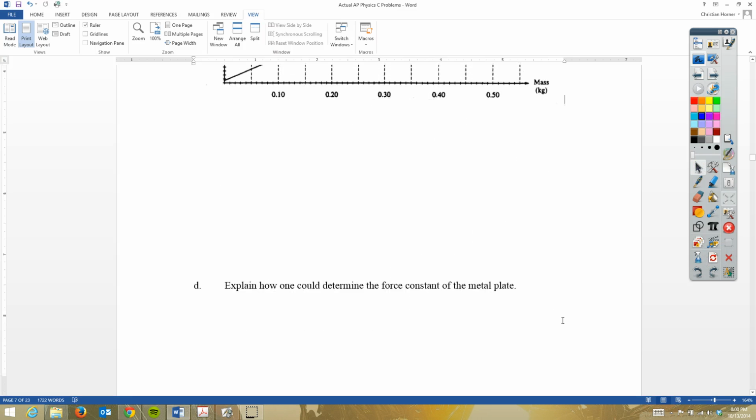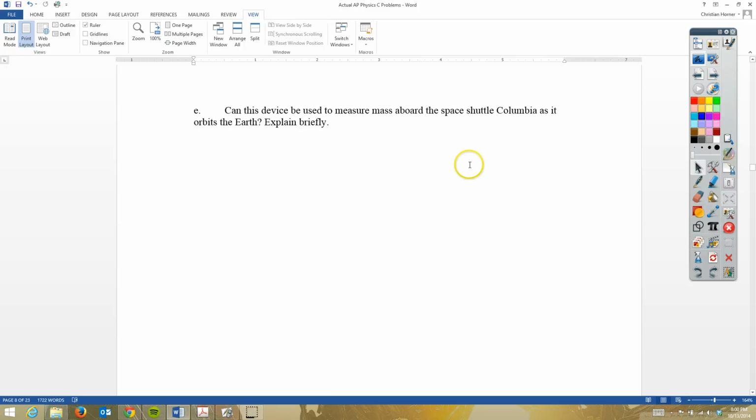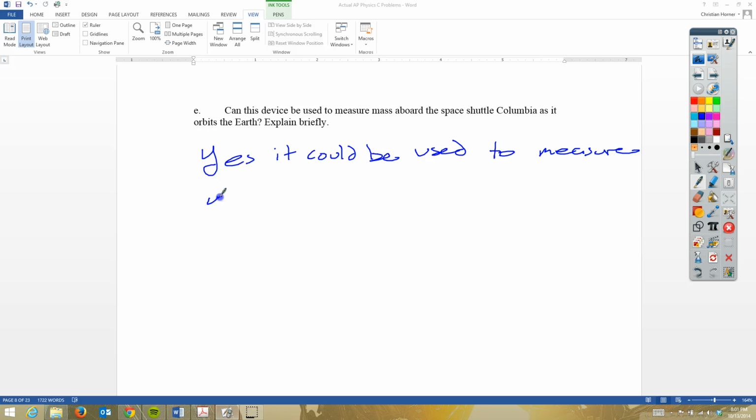For letter D, we're going to skip it, and we're going to go ahead and go to letter E. And it says, can this device be used to measure the mass aboard the Space Shuttle Columbia as it orbits the Earth? And your answer for this one is absolutely. And the reason that we can do this, so you need to say yes, it can be used. Don't just put yes. So we need to put yes, it could be used to measure mass.